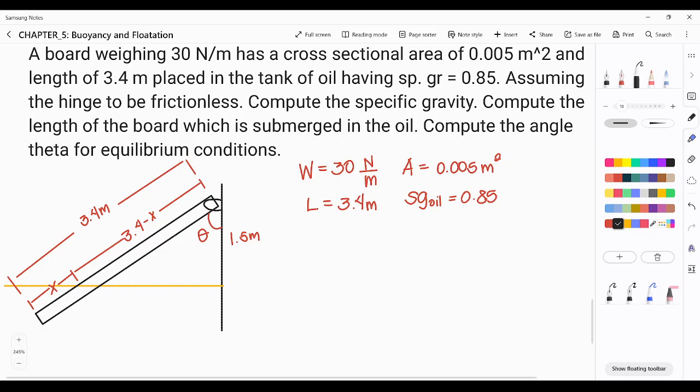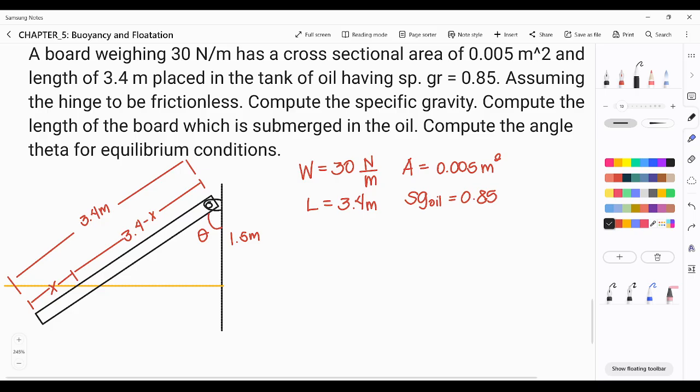A board weighing 30 Newton per meter has a cross-sectional area of 0.005 square meters and length of 3.4 meters placed in the tank of oil having specific gravity of 0.85. Assuming the hinge to be frictionless, ito yung hinge daw, compute the specific gravity of the board, then compute the length of the board which is submerged in the oil. And we are also asked to compute the angle theta, which is this one, for equilibrium conditions.